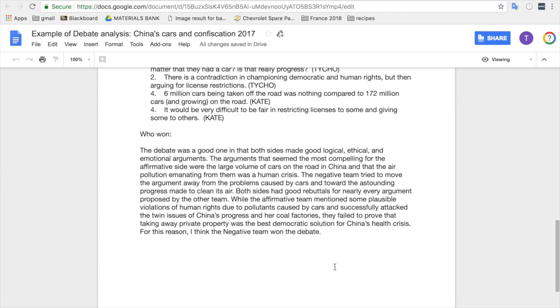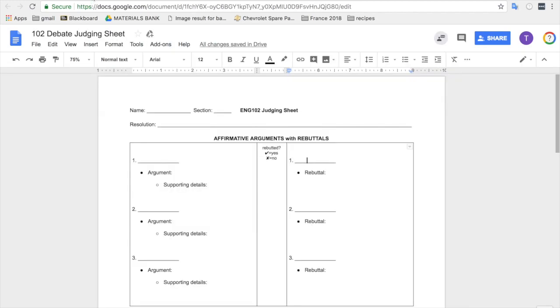Once you've finished writing the analysis, you need to submit that on Blackboard, and don't forget to hand in your judging sheets to your teacher too. Remember, it's important we have the judging sheets. If we don't have those sheets, we will be unable to grade your analysis. So you need to hand those in.